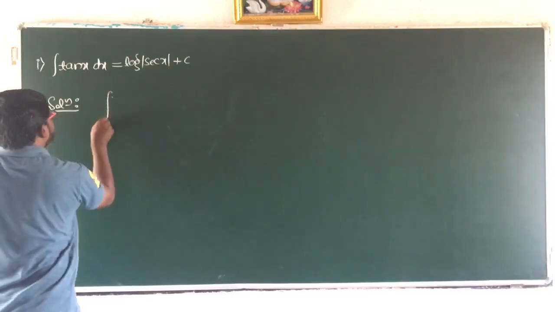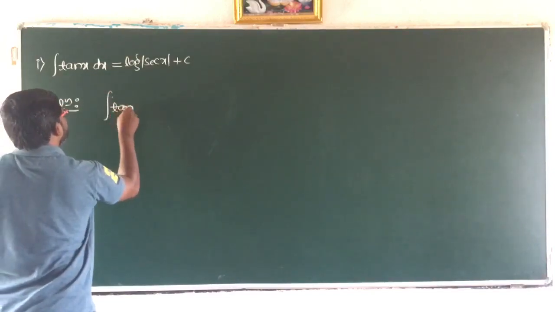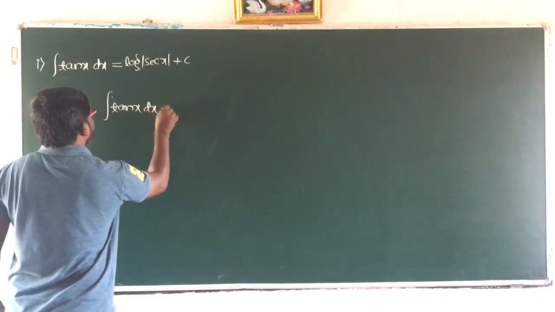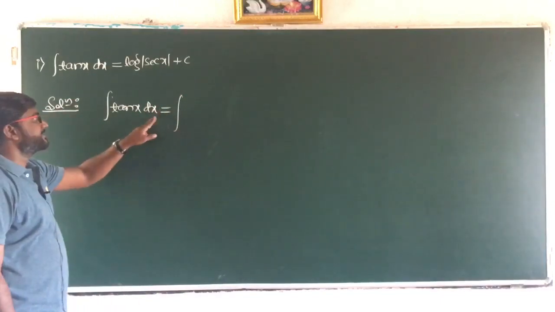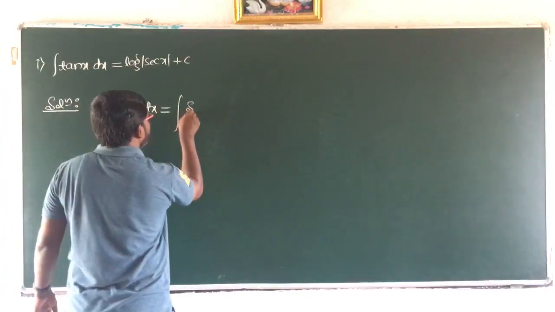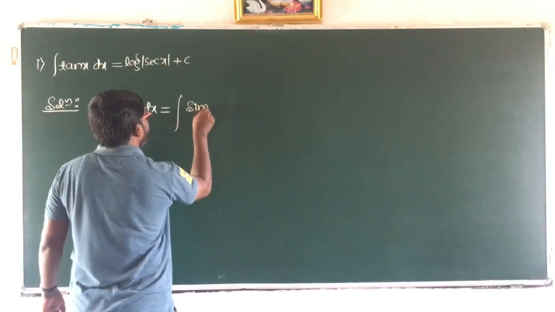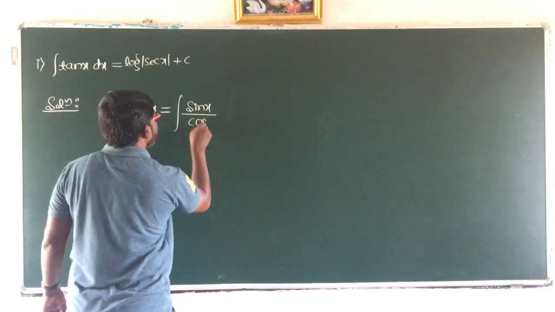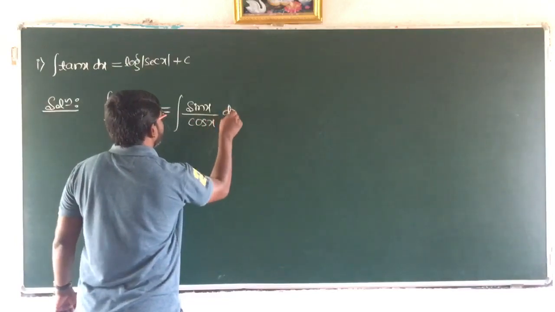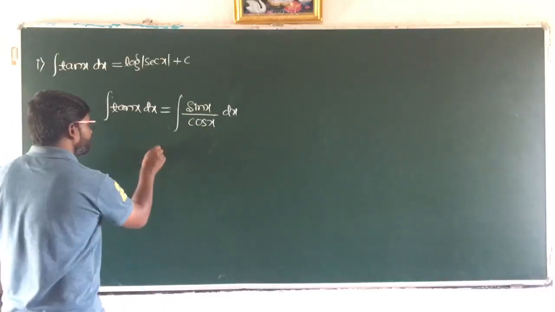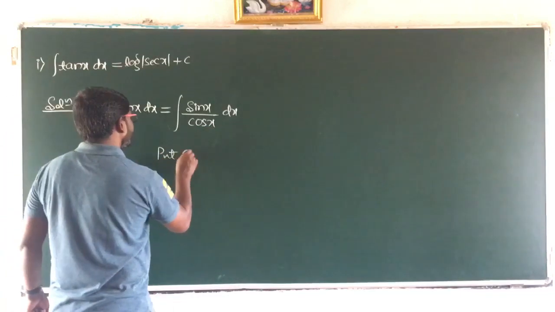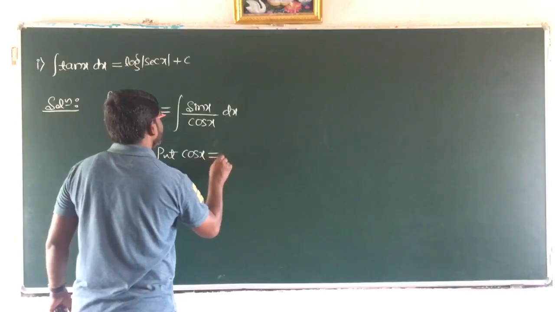So it is integral tan x dx, which is equal to integral of tan x written as sin x by cos x. So it is sin x divided by cos x dx. Now I take the denominator as t. So put cos x equal to t.